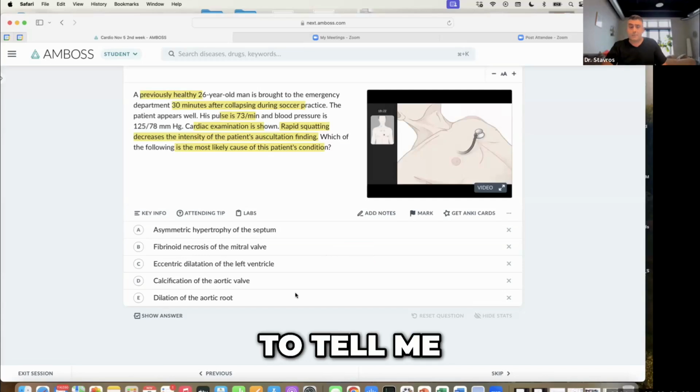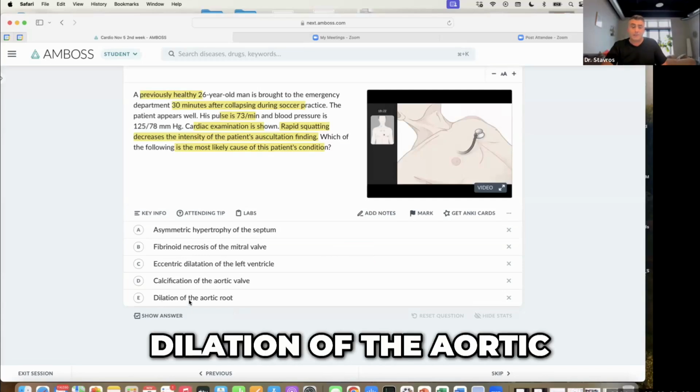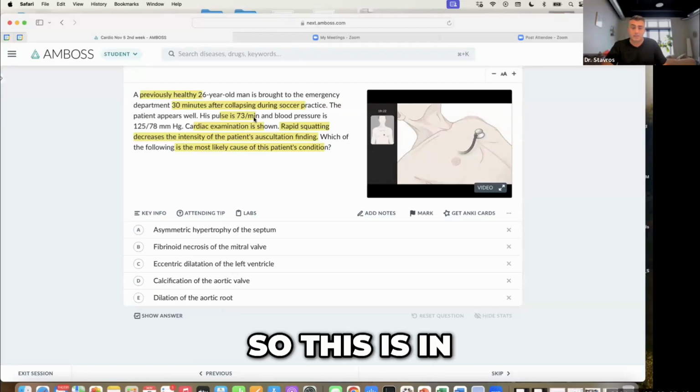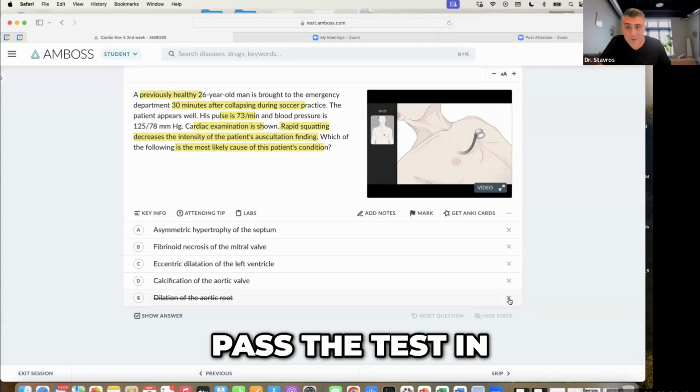So we have two answers. I want you to tell me, E and D. Dilation of the aortic root is what? It's Marfan syndrome. Okay, so this is in Marfan's. We take this out. Okay, good.